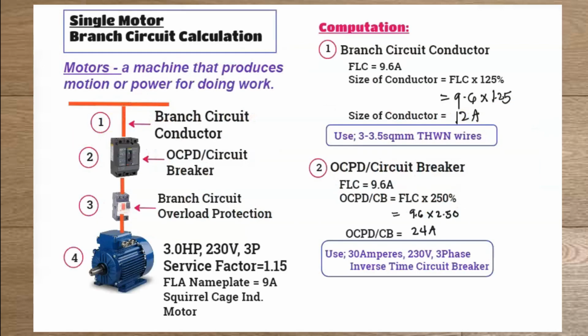From the table earlier, if our OCPD or the computed ampere is 24, the closest is 25, so the next size up is 30 amperes. So use a 30 ampere circuit breaker, 230 volts, 3-phase, inverse time circuit breaker. Next, let's find out number 3, which we call the branch circuit overload protection. We have a code to read for that.